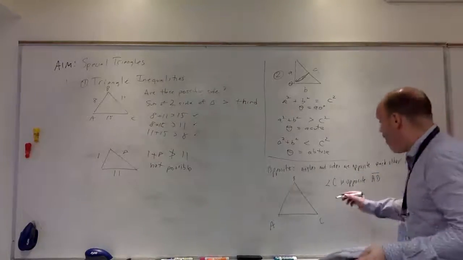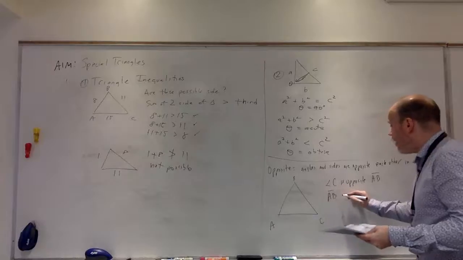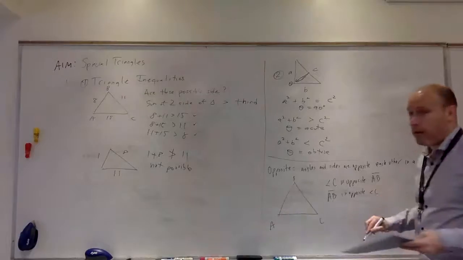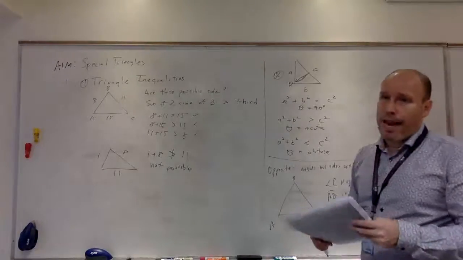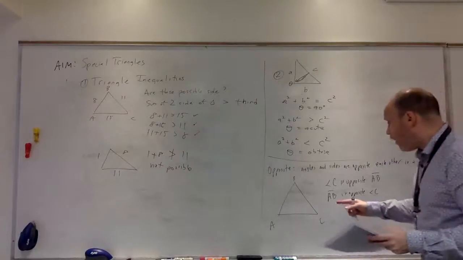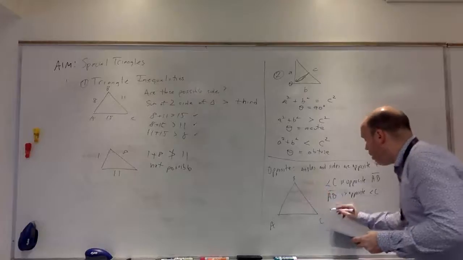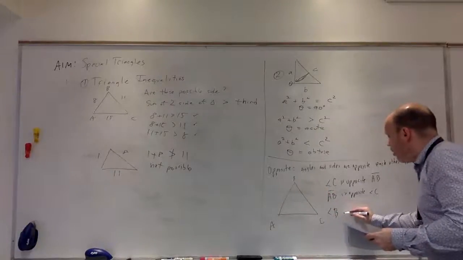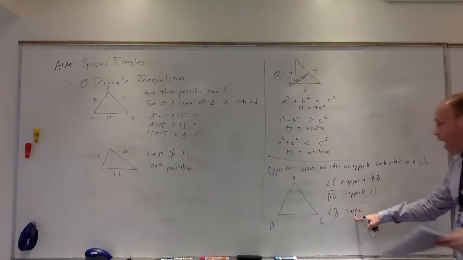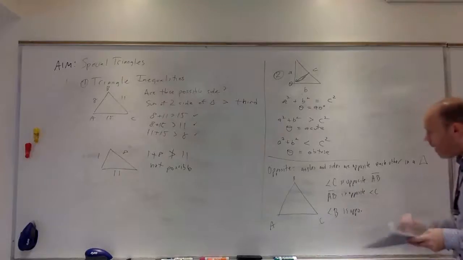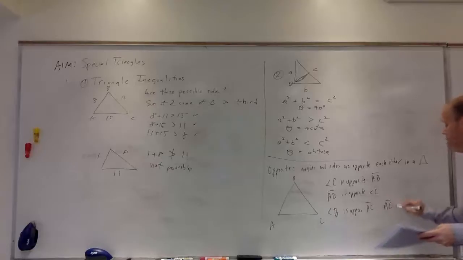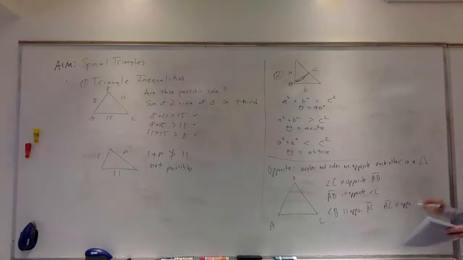And we could also say that segment AB is opposite angle C. So I want you to think about what sides and angles are opposite each other. Okay, well, let's see. Angle B is opposite, and I'm getting lazy, so I'm abbreviating. What is angle B opposite? Side AC, and AC is opposite angle B.